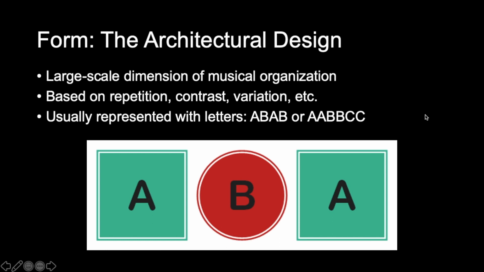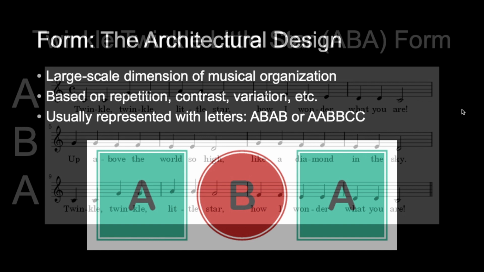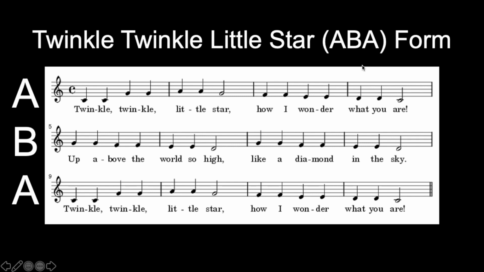So here's an example of form, right? Think about Twinkle, Twinkle, Little Star. We have an ABA form. So we're basically saying the first and the third sections are the same. And the second section is a contrasting one. It's different. So I'll sing this for you, even though, again, not a singer.